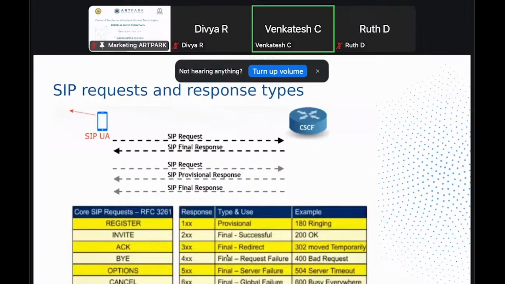And next is the 300 series. It is for redirection. Like if a call is being redirected, that kind of message will be taken care of by the 300 series response. And next is the 400 series. Any client error, where the request failed due to an issue on the client side, like a bad request. So if a user wants to dial another user, but that user is not in the same network, at that time it will send a 400 Bad Request. And so on, there are 500 and 600 series also.